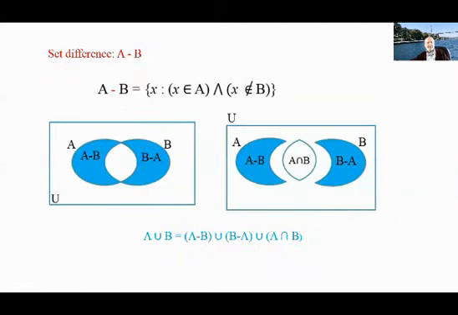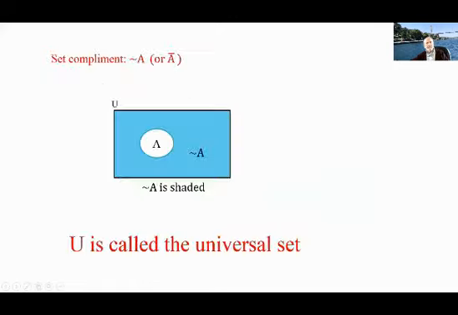A minus B is the set of elements in A but not in B. So this piece here is A minus B. This piece here is B minus A. In the middle is A intersection B. Now, clearly you see that the union of all of these is A minus B, union B minus A, union A intersection B. That's an interesting property to remember.